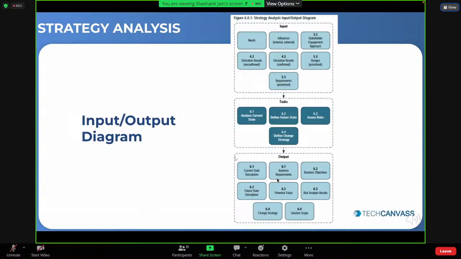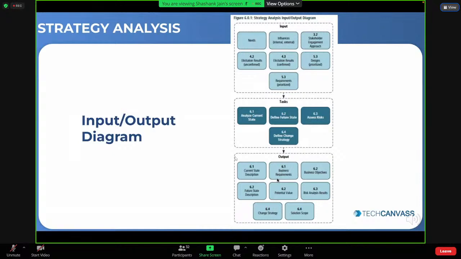So what does that mean? The knowledge area itself is strategy analysis. When I say knowledge area, it means one of the activities which business analysts do, and that is strategy analysis. Strategy analysis, as I said, happens in most cases when any program initiative starts. When that starts, what's the role of a business analyst? What are the different things that a business analyst does there?